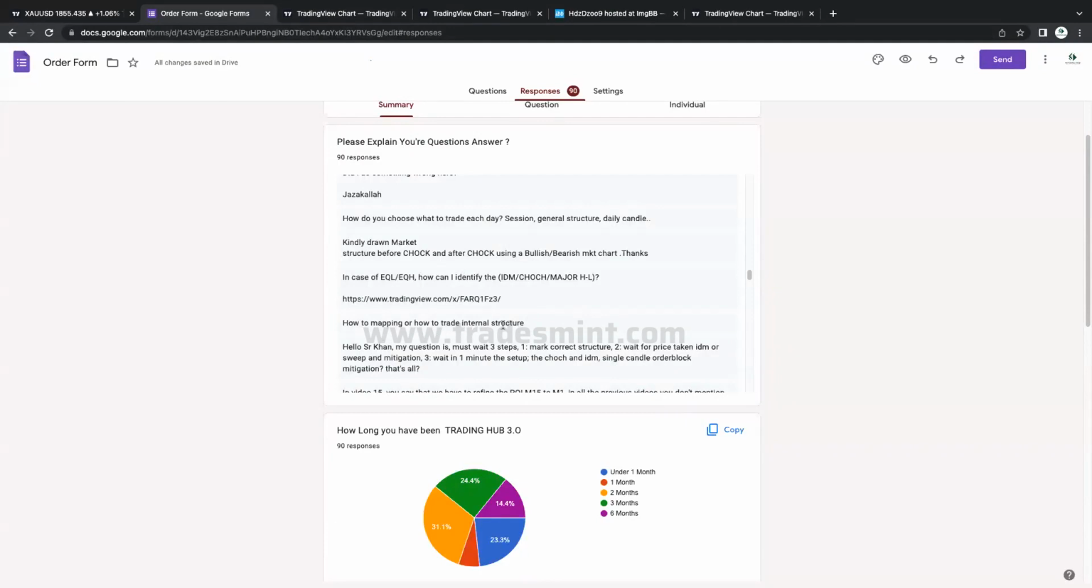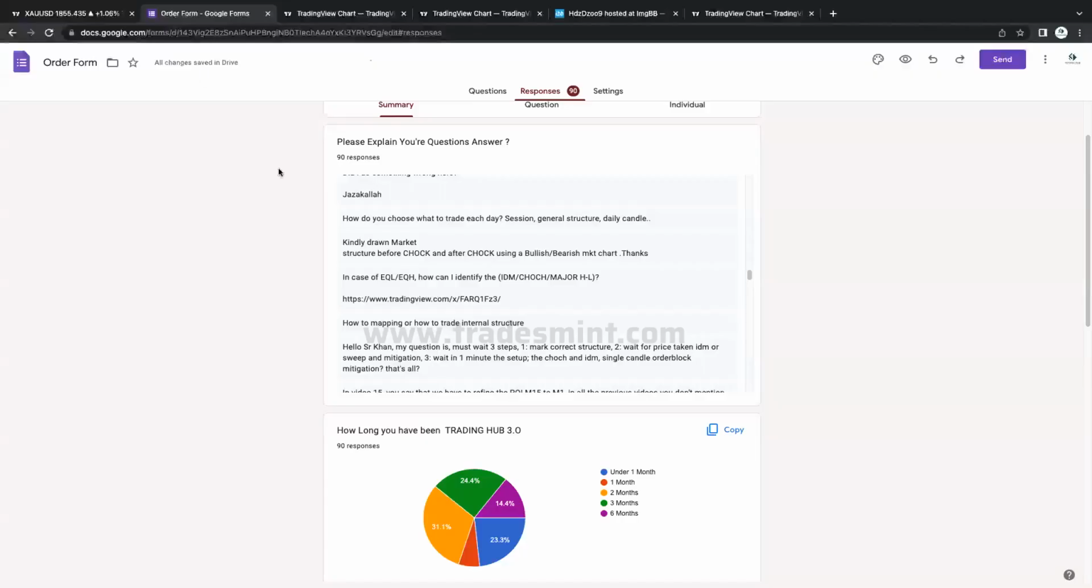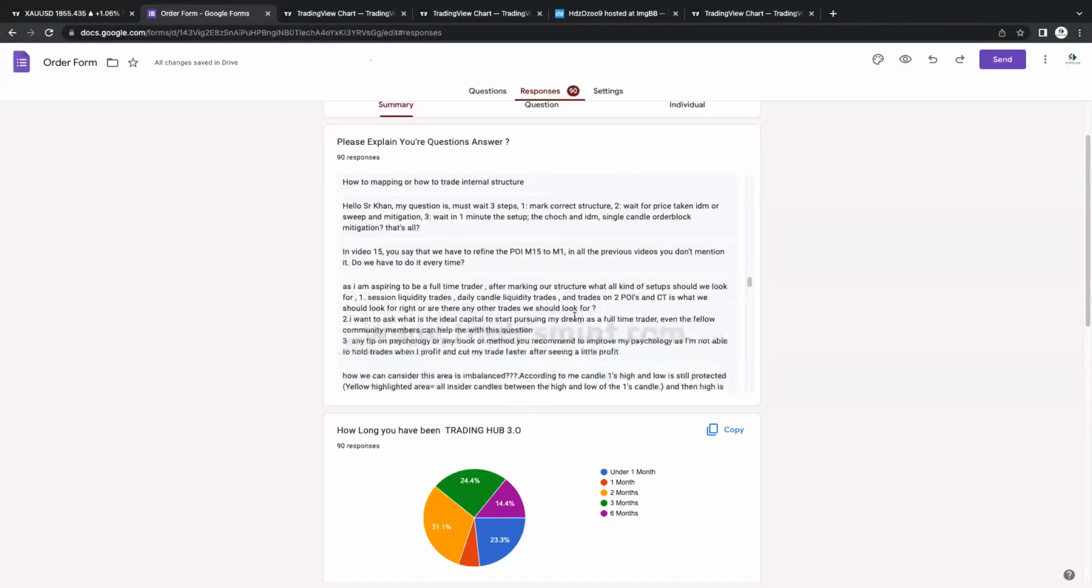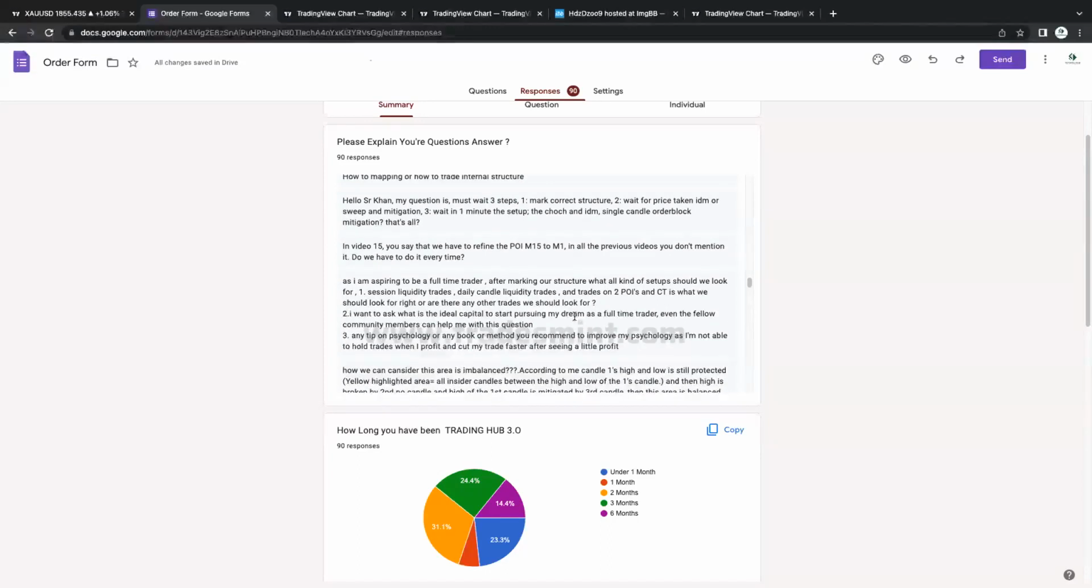How do I trade internal structure? This is the process: pick the structure, wait for the failed inducement, and then you can enter. So my question is, wait for three steps: I mark a structure, wait for the inducement to be taken out, then take the entry. Wait for the 1 minute setup, inducement, single candle order block. That's it. Yes, sir.